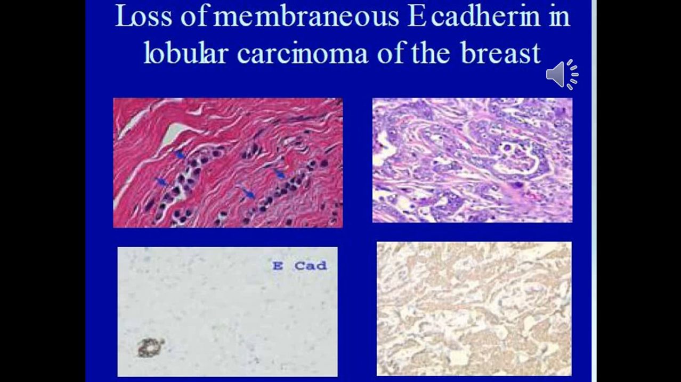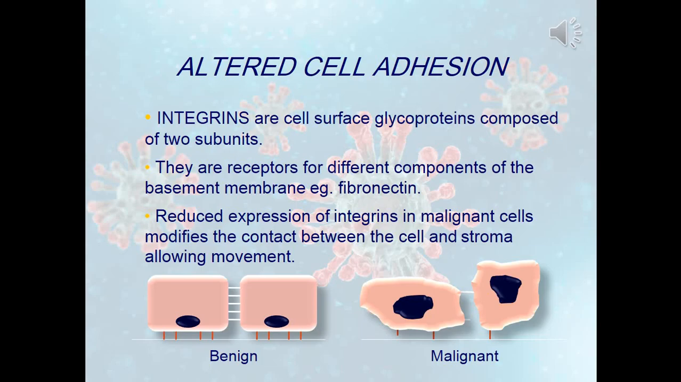This phenomenon is important in diagnostic labs to distinguish between lobular carcinoma and another type of breast cancer, which is ductal carcinoma, where there is loss of expression of E-cadherins in lobular carcinoma and presence of the expression of E-cadherins in ductal carcinoma, as you can see in this slide. Okay, we are still discussing the mechanisms of loss of adhesion of the malignant cells from the neighboring cells.